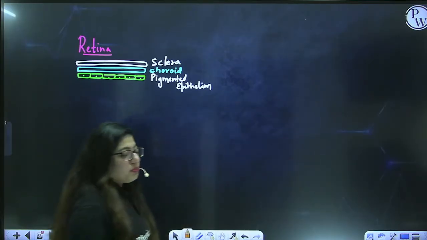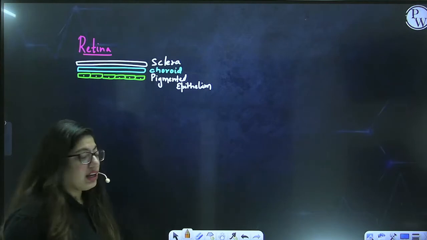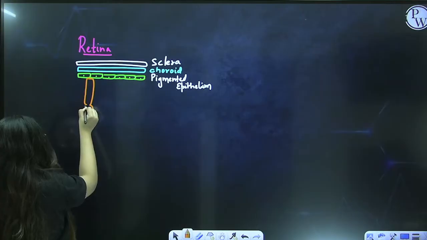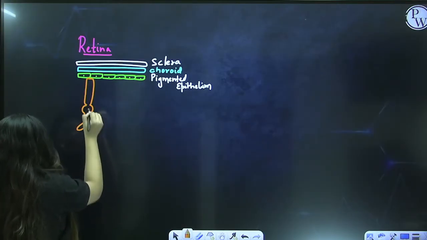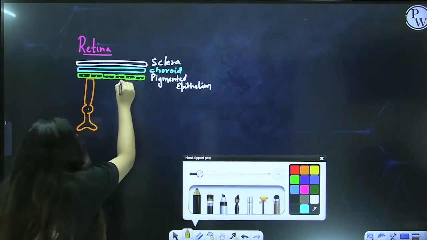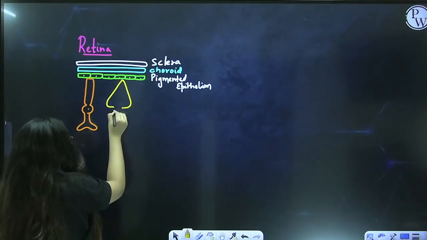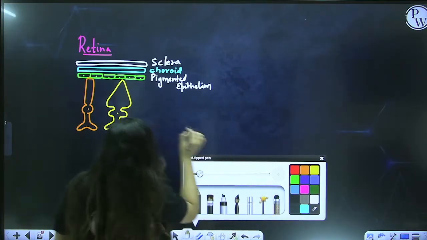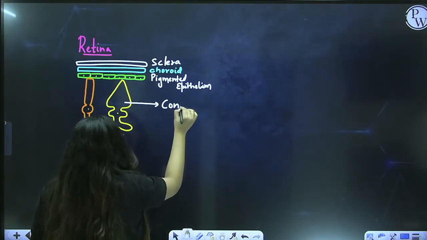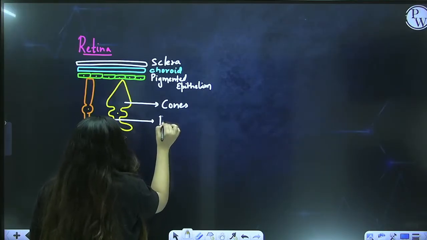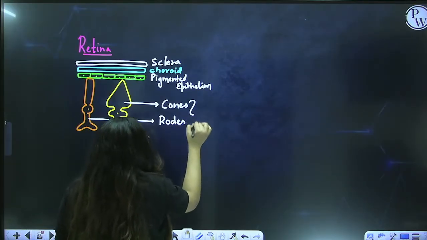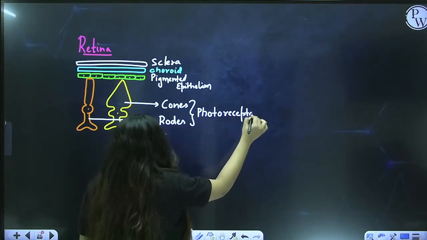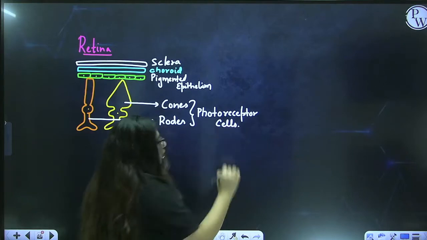Now comes the important photoreceptor cells. There are two types of cell. One that appears rod-like, so their name is rods, and the other that appears like a cone, so their name is cones. Okay, so here we have cones and here we have rods. These both are photoreceptor cells, and these cells will have a photopigment.